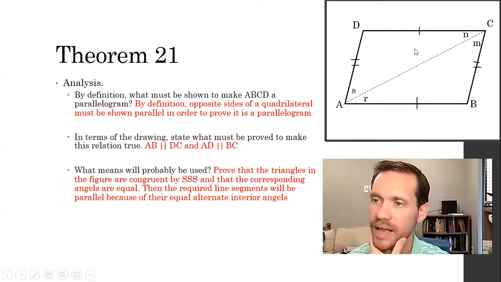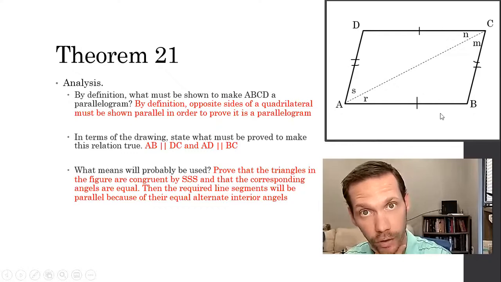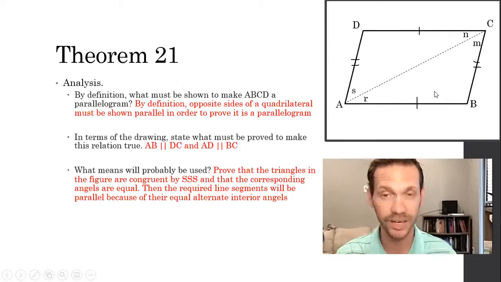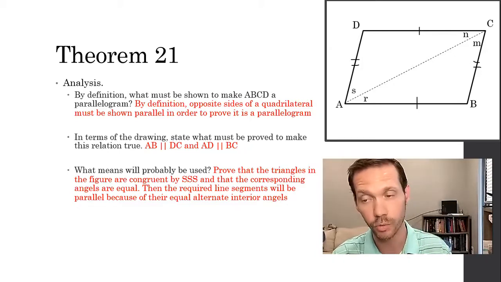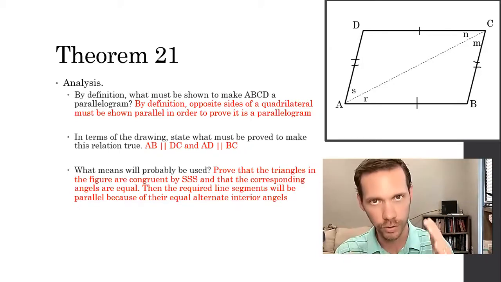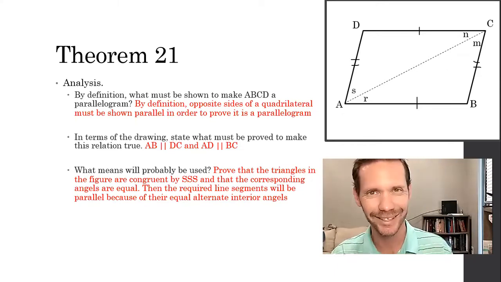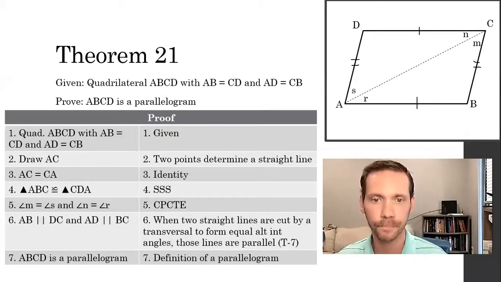So if by SSS I can show that both of these triangles are congruent, then since I have corresponding parts, now I can show that the angles are equal, which is going to let me show the alternate interior angles, which is going to let me show the lines are parallel, hence a parallelogram. Let's see that in action.